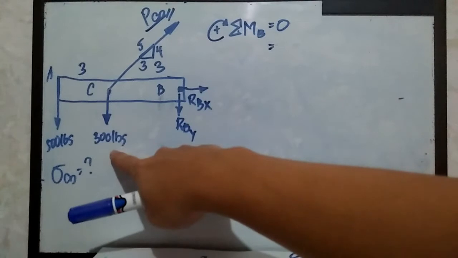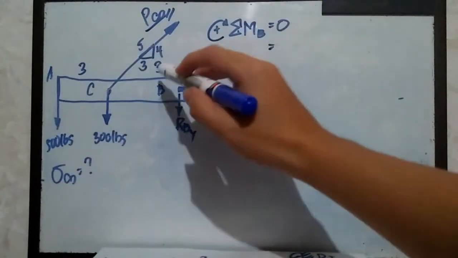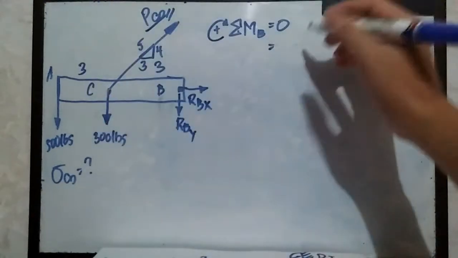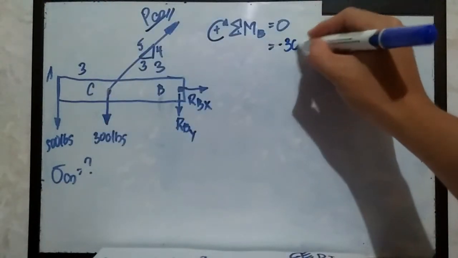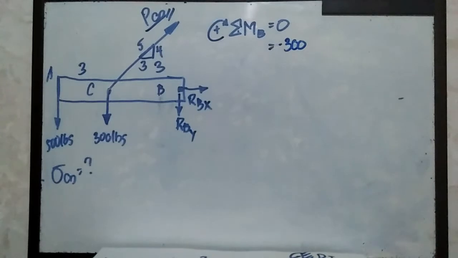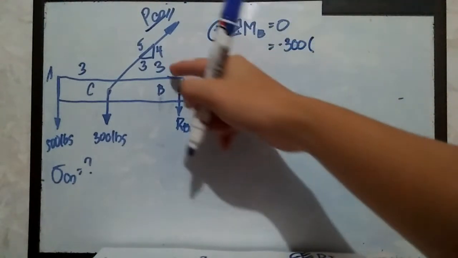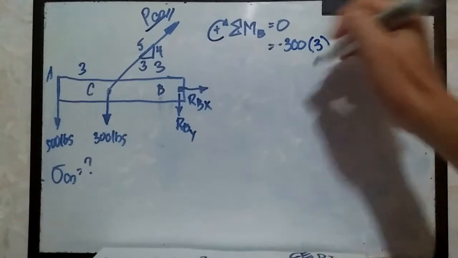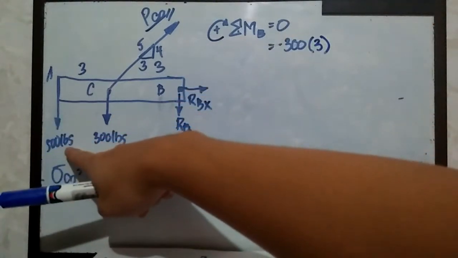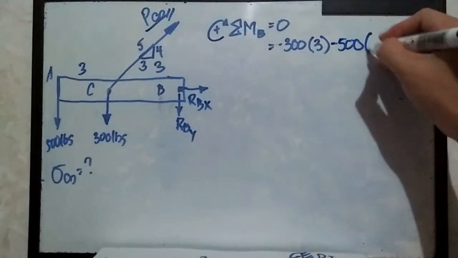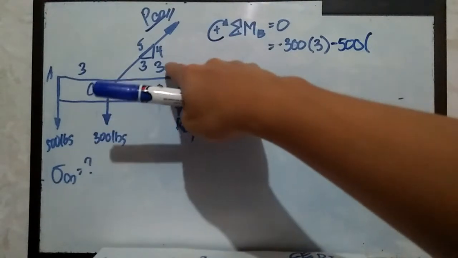We have 300 pounds. The perpendicular distance is simply this 3 feet. So it rotates counterclockwise. So that should be negative 300 pounds. Let's retain first the unit so that we can save space. Multiplied by the perpendicular distance equivalent to 3 feet. And we have 500 pounds rotating again counterclockwise, so negative 500 multiplied by the perpendicular distance 3 plus 3, that is equivalent to 6.